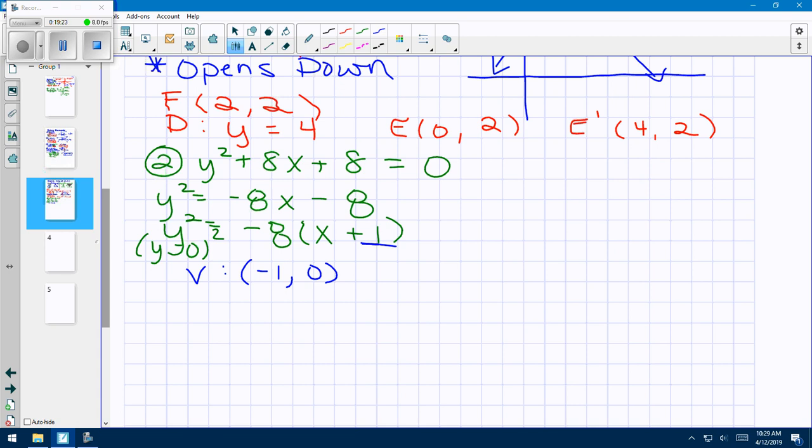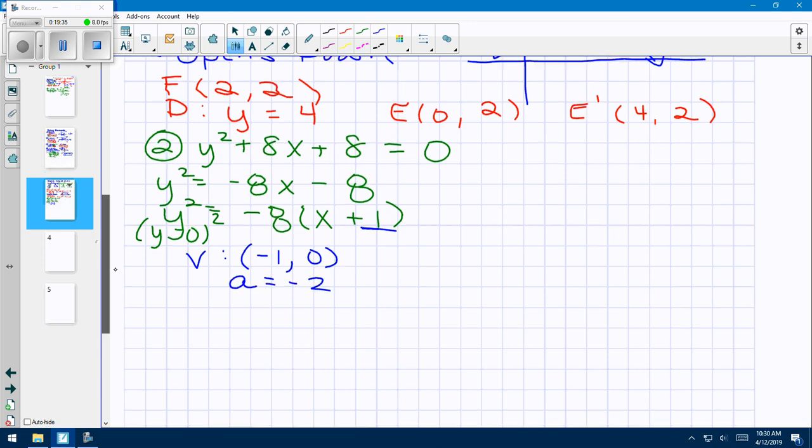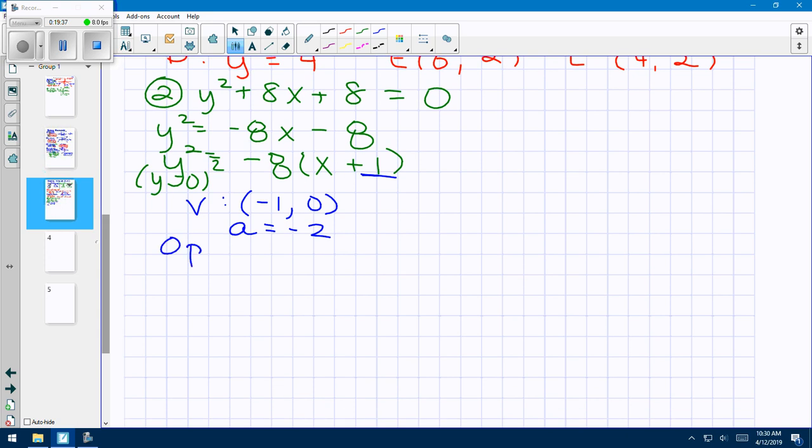Okay, negative 1, 0 is the vertex. Again, make sure you get the x value of the vertex from where the x's are, the y value from the y coordinate. So if the vertex is negative 1, 0, the value of a in this case is going to be negative 2. And I know that this particular parabola opens to the, hopefully you all said left, y squared, and if a is negative means we open up to the left. So the vertex is negative 1, 0.